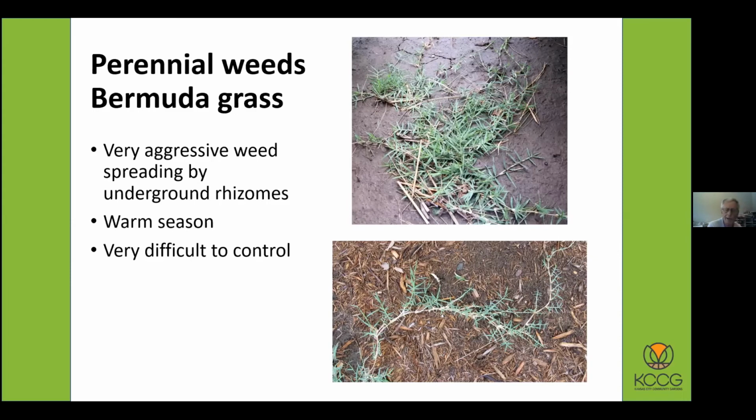It does have underground rhizomes. In the bottom picture, you can see what this plant looks like, and it's got little roots. Everywhere there's a little leaf, it can root and just spread that way. It just creeps along the ground and takes over. Very difficult to control because you can't just pull it out very easily. Pull it out, and it will come back somewhat.